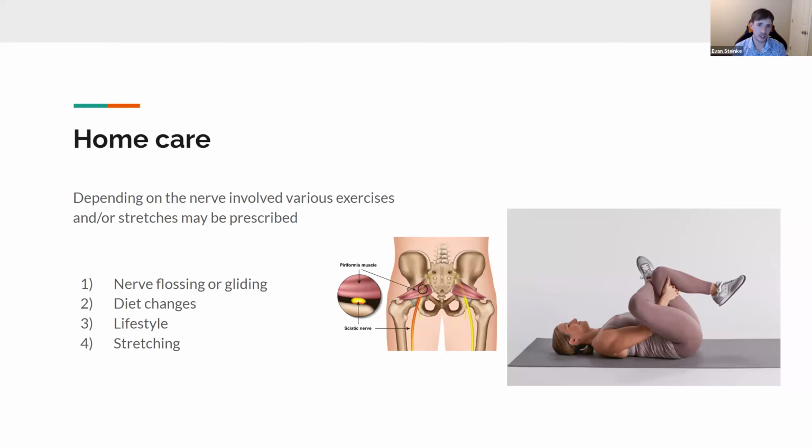Stuff like this. This position here that the woman's performing is called figure 4. It's really great. It gets into your glutes. It gets into that piriformis muscle. It gives it a really good stretch. And we usually recommend, even if you're only experiencing it on one side, always do stretches for both sides. So that would be how we can include home care in the nerve pain process of recovery.